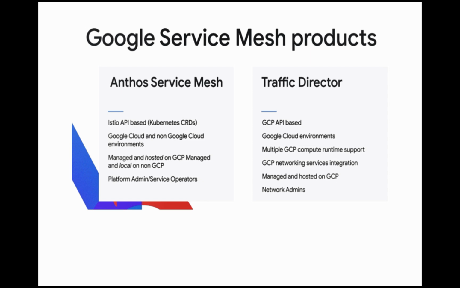So how these two are different is that Anthos Service Mesh is originally for Istio based APIs. If you know the Istio architecture, understanding the Anthos architecture is not much complex because it's purely leveraging the complete Istio features. If you go to Traffic Director, it's completely GCP API based. So these APIs are specific to GCP, and are present only on the Google Cloud environment. Whereas Anthos Service Mesh supports both Google Cloud and non-Google Cloud environments.